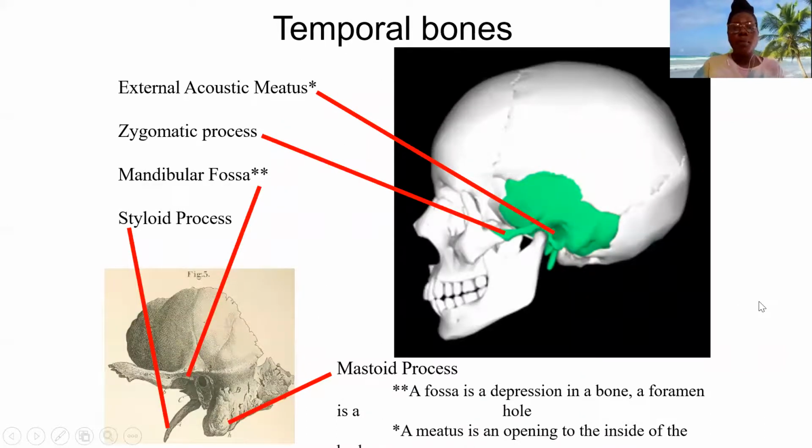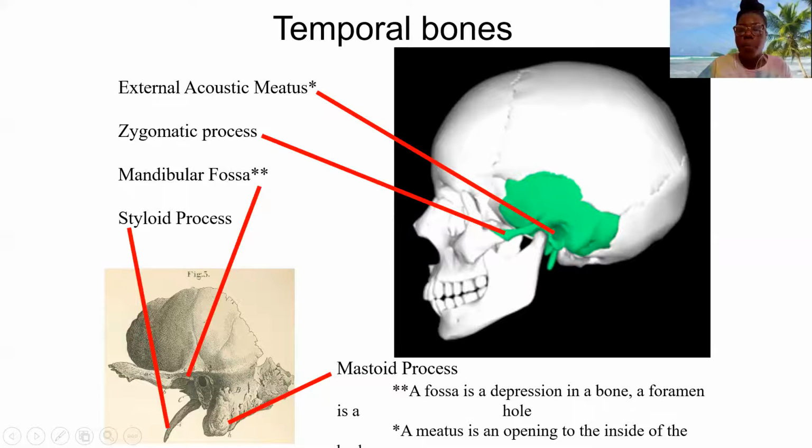Moving on, we've got the temporal bones, another set of paired bones. Now the temporal bones are found just beneath the parietal bones, and they're going to be forming part of the lateral wall, but also more importantly, the floor of the skull. Important features in the temporal bones are the external acoustic meatus.